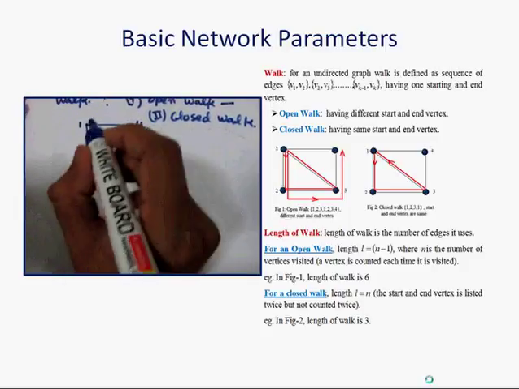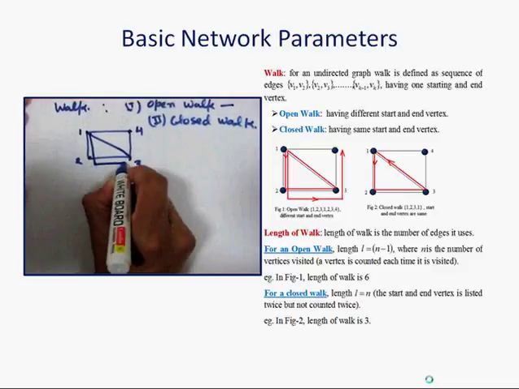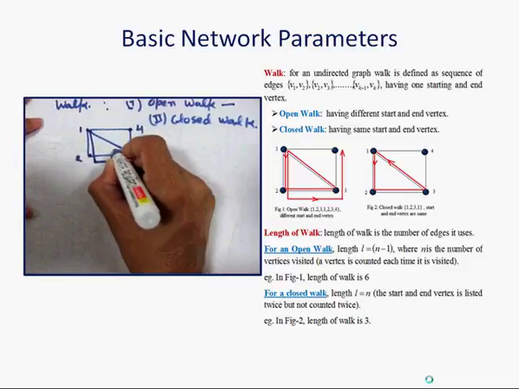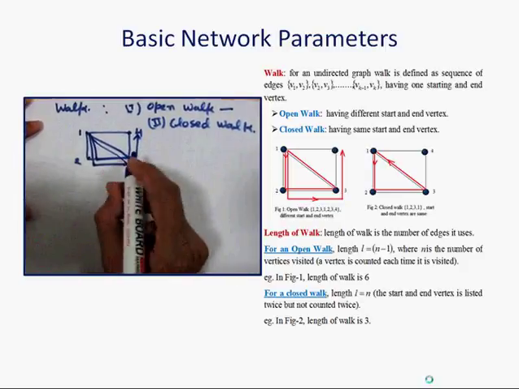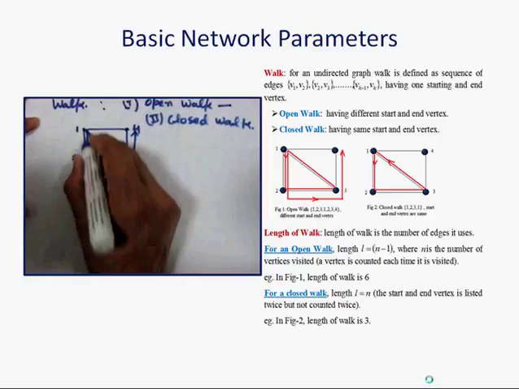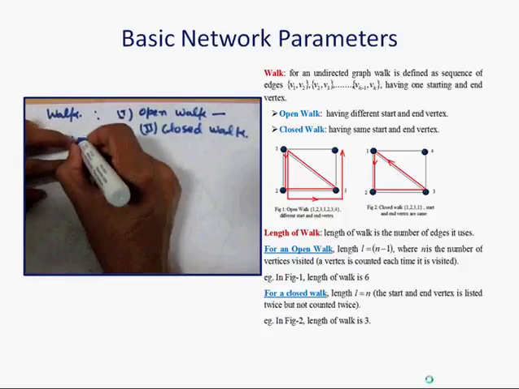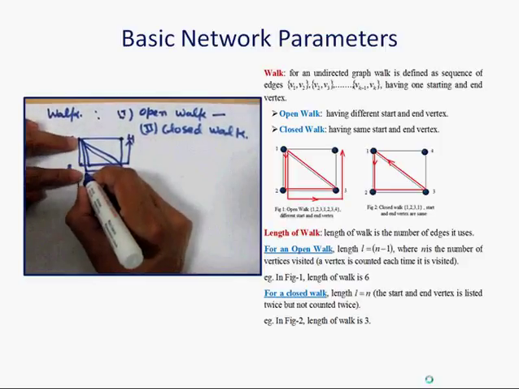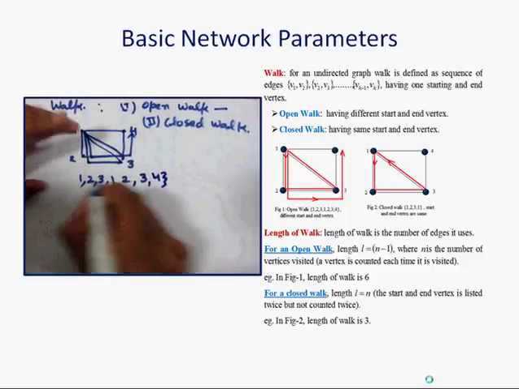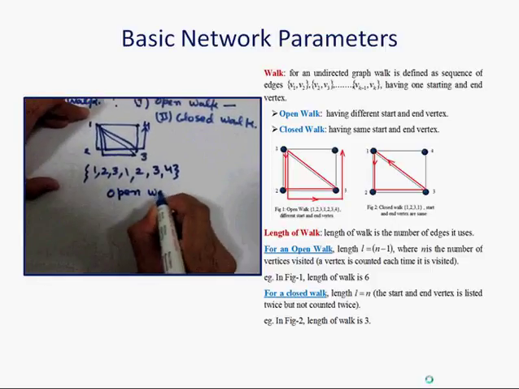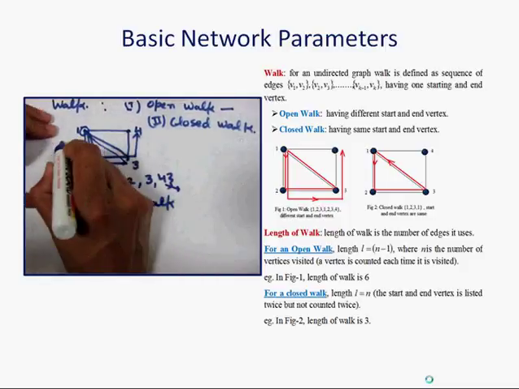For example, in this graph, we start here, then suppose we return back here, then again come here, then again go here, and then come here. Then according to the definition, the sequence of the walk will be first 1, then here 2, and then here 3, then again 1, then return back to 2, and then again to 3, and then to 4. Thus this is an open walk with different starting and end vertices. This is the starting vertex and this is the end vertex.